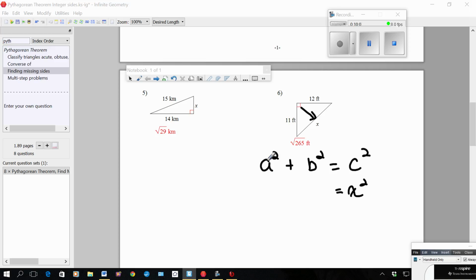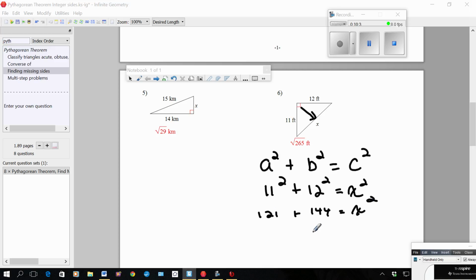Now which one should I put in A? Which one should I put in B? It doesn't matter which one you do. So I'm going to put 11 squared here, and I'm going to put 12 squared here. 11 squared is going to equal 121. 12 squared is going to equal 144. And we want to find x squared.